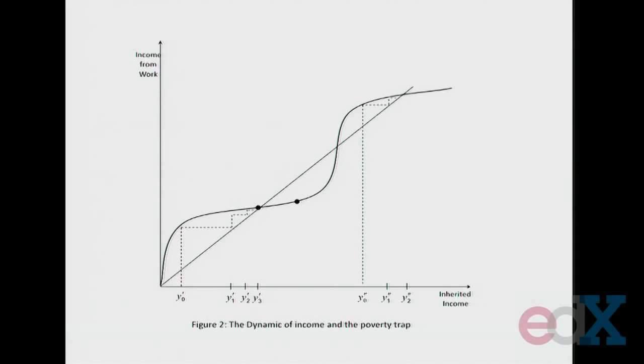If I start with the income y0 double prime, I go vertical to the curve. That gives me y1 double prime. I have to go horizontally to find it when it becomes income tomorrow, again vertically, etc. And I again end up at the intersection of the 45-degree line and the S-shaped curve. But now it's a higher intersection.